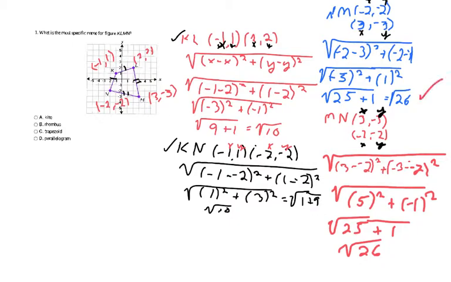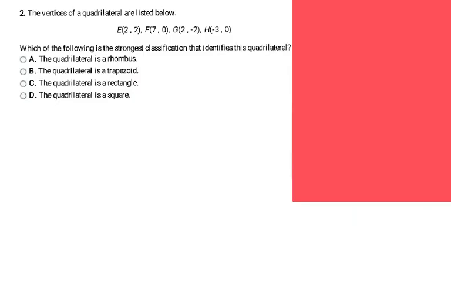And so they both check out to being the square root of 26, so it definitely is a kite, and that's letter A. Okay, this problem here, it's very similar to that first question, only they don't graph it for us, they just give us the coordinates.